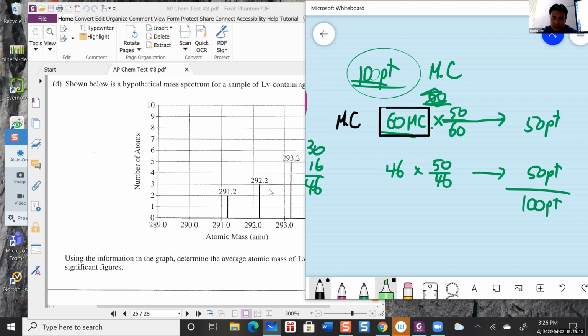Every question is less than a point. So 50 over 60. That's the conversion. So you get 50 points for all the multiple choice. Free response, FRQ, you have 46 points, but every point is more than 1. So it's times 50 over 46, you get 50 points. So if you get 79 to 100 points, you get a 5. So this is the AP score based on this.